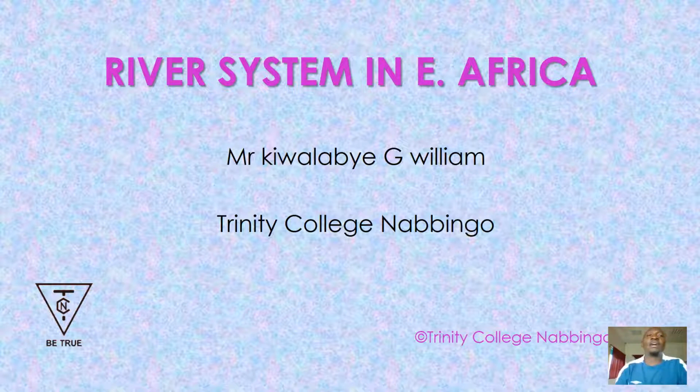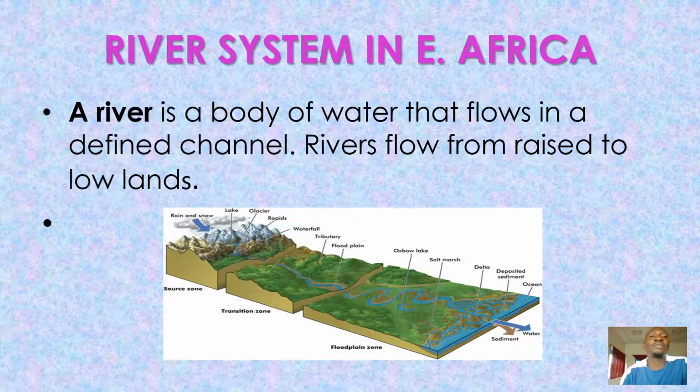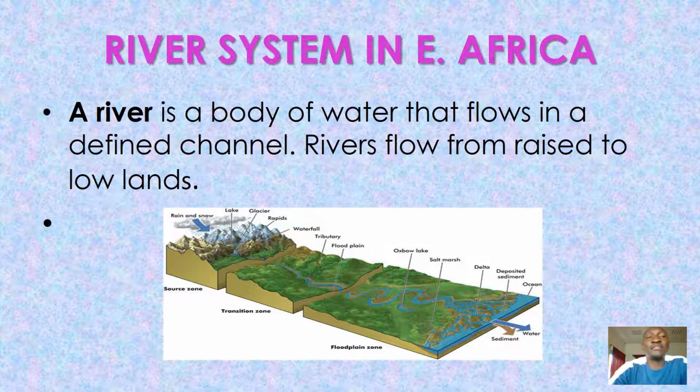I'm presenting for S.2. The topic is river system in East Africa. The term river is not new to you. We can see that it is a body of water that flows in a defined channel. Normally rivers flow from raised land to what we call the lowlands.